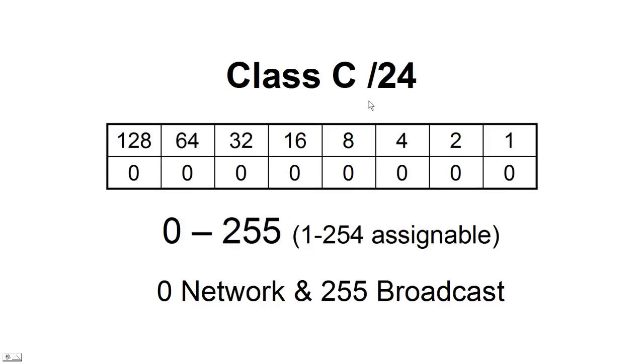Class C again, /24, we have in this range for the host, this last octet, anywhere from 0 to 255. The 0 is reserved for network, and that 255 is reserved for broadcast. So that leaves us with 1 through 254 assignable IP addresses. These can be assigned to computers, nodes, devices, anything that needs an IP address.